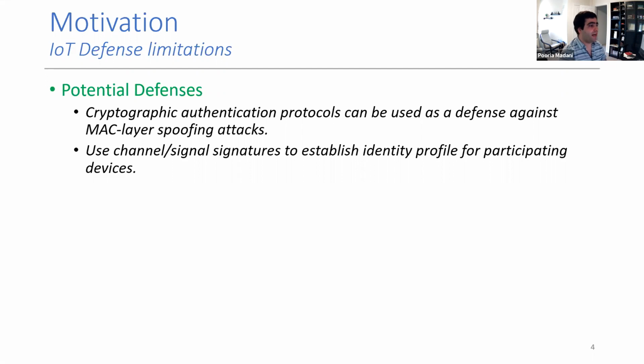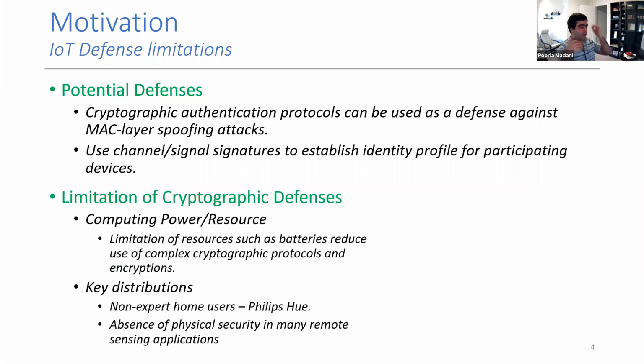The main argument for that is that many IoT devices and wireless sensor network nodes don't have the resources it takes to carry out cryptographic authentication protocols and encryption. They could be resource intensive. And there are certain challenges with cryptographic protocols, such as key distribution. We might as well, for an added layer of security, go after signal and channel signatures to do identity profiling, and not rely only on cryptographic authentication, because it potentially faces computation resource limits or other challenges, such as non-expert home users.